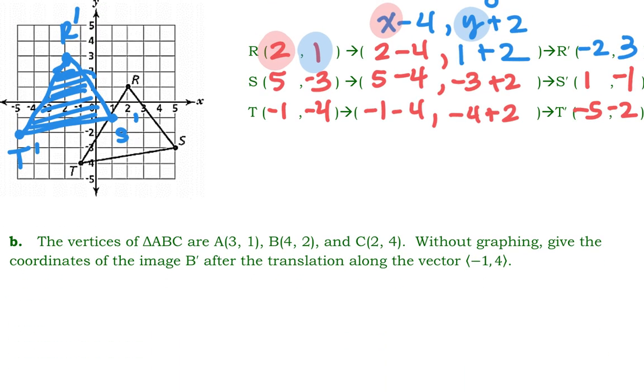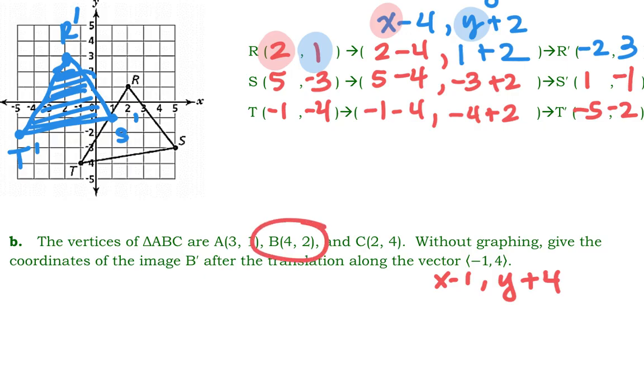All right, the bottom one reads, the vertices of triangle ABC are the following. Without graphing, give the coordinates of the image of B after the translation of the vector -1, 4. You read the vector the same way. It's x minus 1 and y plus 4. You read it exactly the same. So all they're interested in is B. So our focus is only B.